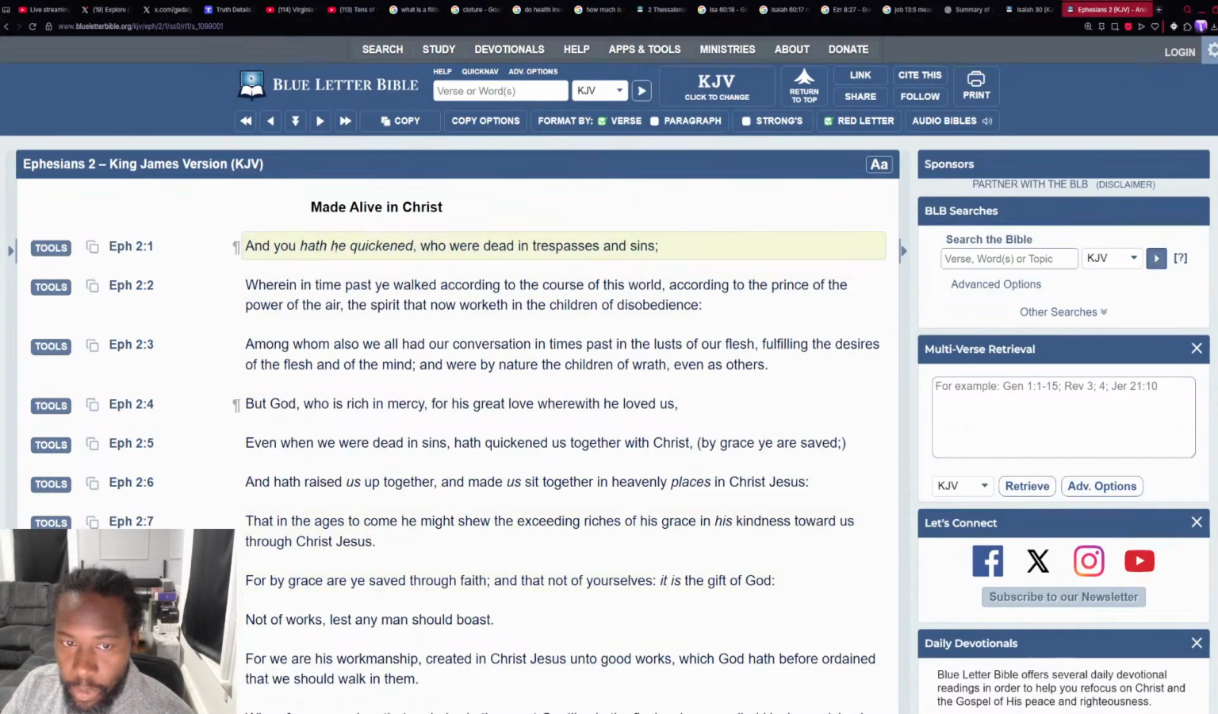I'll start at the top. And you have, he quickened who were dead in trespasses and sins. Before we came to this truth, we were dead in trespasses and sins because we didn't know who we were and we were following the ways of these heathen. Okay, wherein times past ye walked according to the course of this world, according to the prince of the power of the air, the spirit that now worketh in the children of disobedience, which are the Edomites.